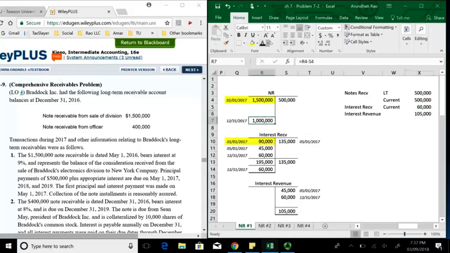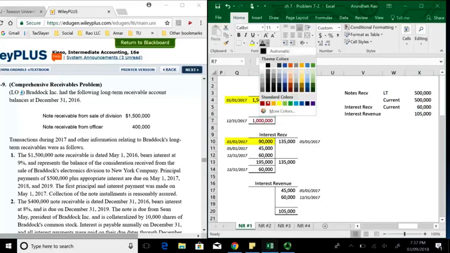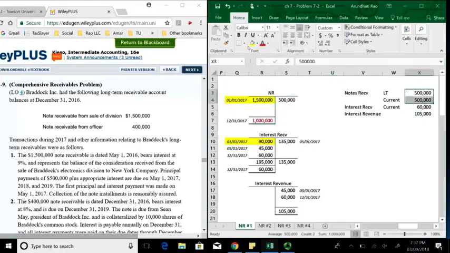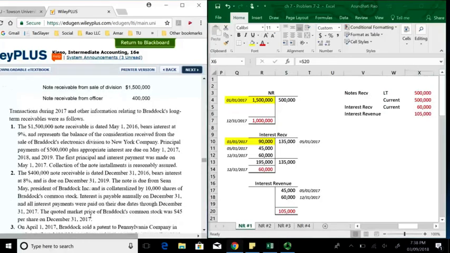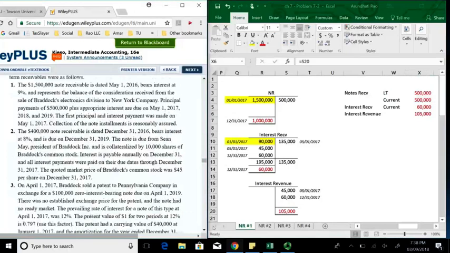So once again, let's look at these numbers over here. The $1 million is notes receivable, $500,000 is current, $500,000 is long term. Interest receivable is $60,000. Obviously, all of that is current. Interest revenue is $105,000, and that's what's going to go into your income statement. So at this point, we have taken care of the first note. Let's move on and read the information on the next note and see how we're going to do it.